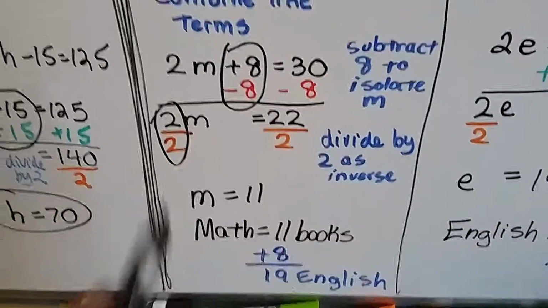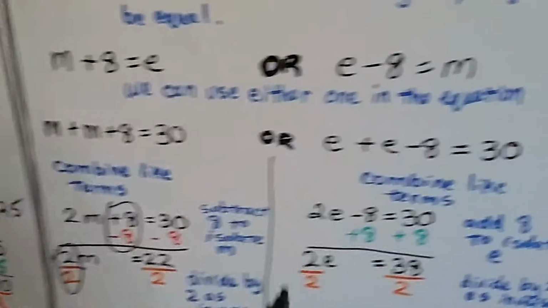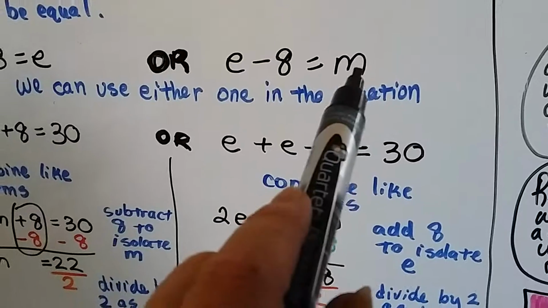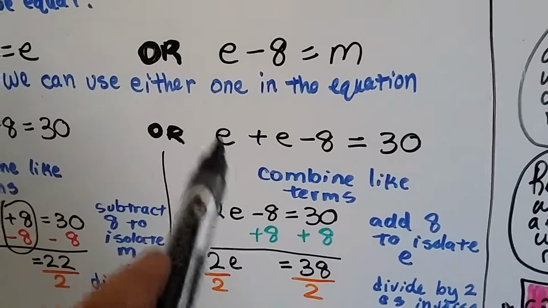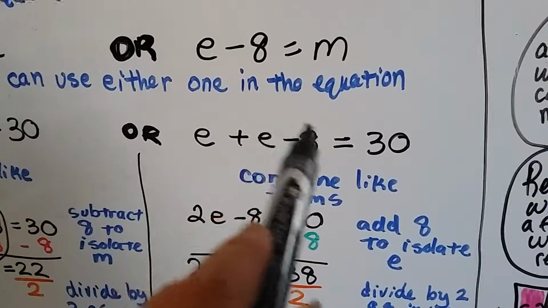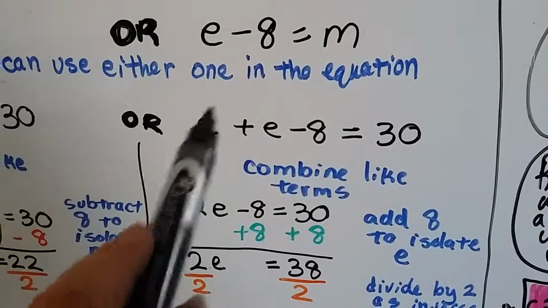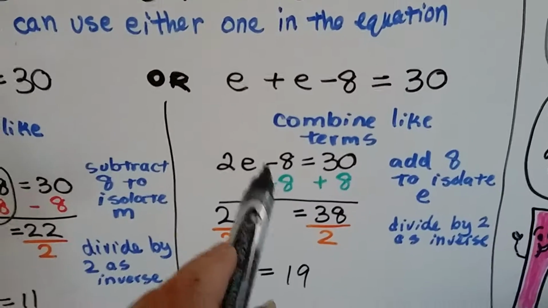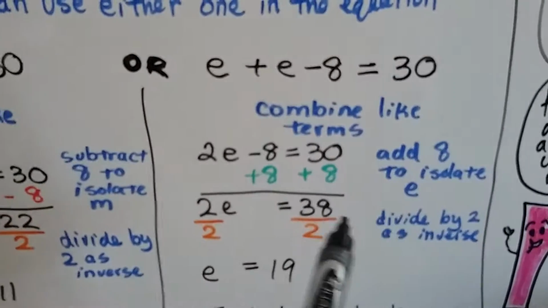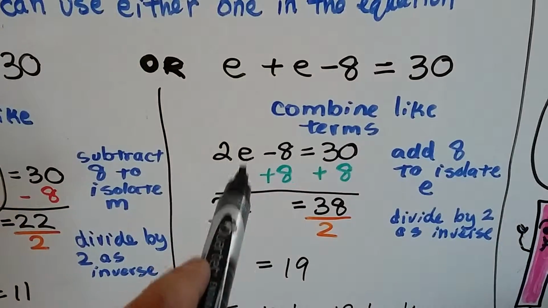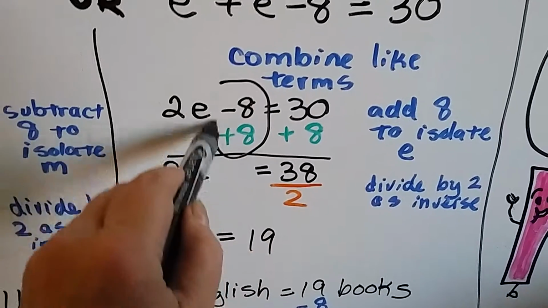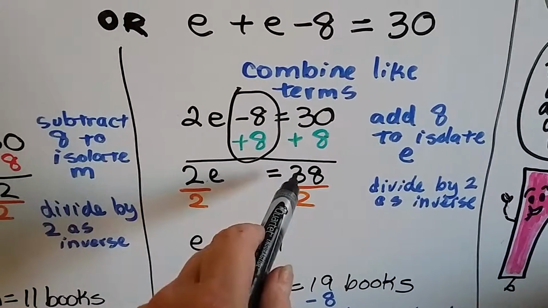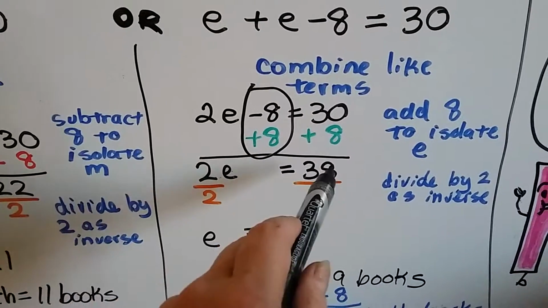And we're finished. Now if we had gone the other way and we had done this way, we're going to use E minus 8 to represent the M. So then we have English books and E minus 8 representing M as the math books. We combine our like terms and get 2E minus 8 equals 30. So because we subtracted 8, we got to add 8 to isolate this E by itself. And we do. And this ends up becoming a zero pair. This ends up getting bigger because we're adding 8 and it becomes 38. And now we have 2E equals 38.